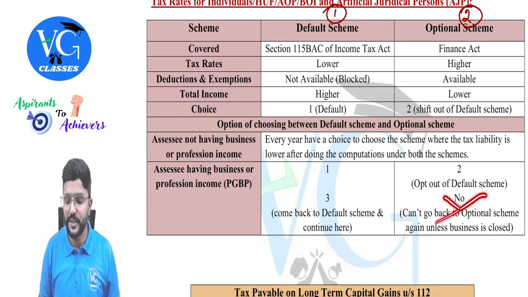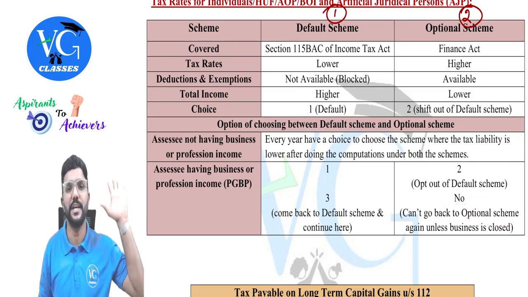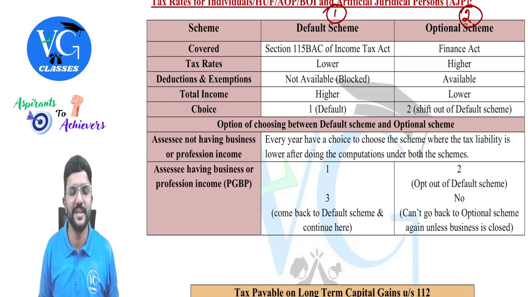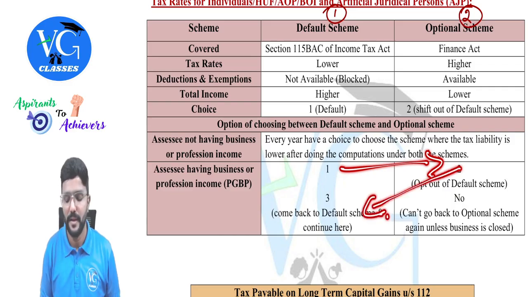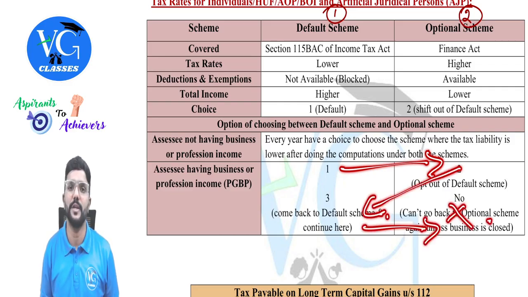Sir, I want to go back to the optional scheme. Is it possible? No, sorry. No, it is not possible. Is that clear? It will be possible only when the assessee is shutting down his business, closing down his business, guys. If you want to continue with this business or profession, then once he goes from default to optional, then from optional to default, he can come back, but he can never go back to optional.